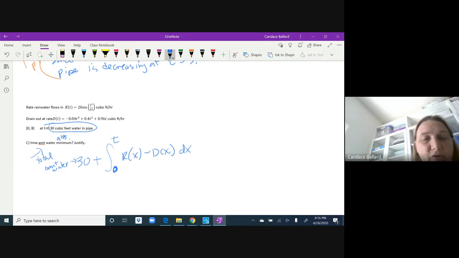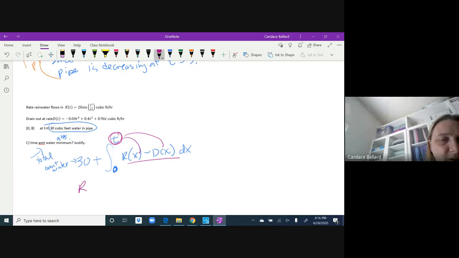Okay. So the next thing I have to do, now that I have the total amount of water, is take a derivative of this thing in order to find the minimum. The derivative of 30 is 0, so I'm not going to write that. We know the derivative and the integral cancel. So I get what's inside, and when I have this variable up here, I plug that variable in. So my derivative is really R of T minus D of T. And then we're going to evaluate this. Oh no, I have to set that equal to 0, because that's how I get critical numbers.